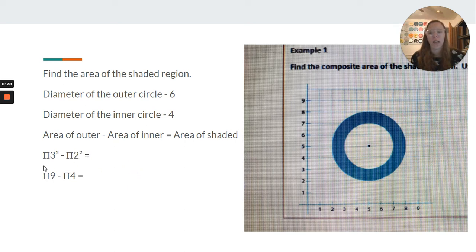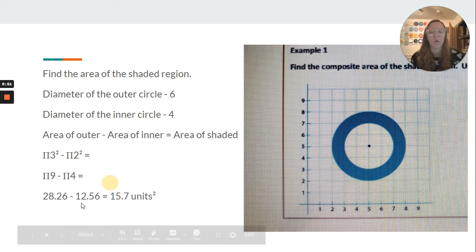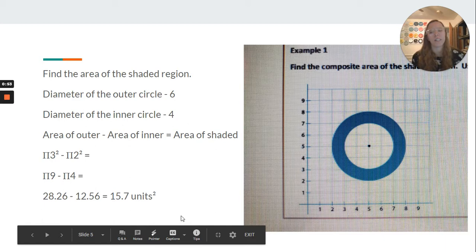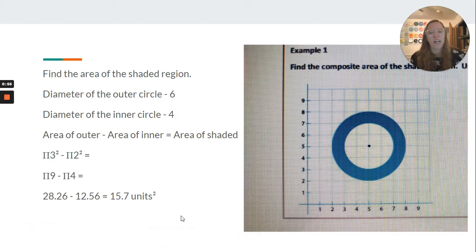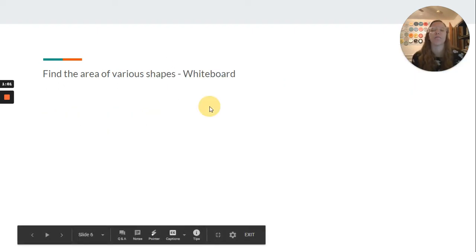So if we take pi times 3, because that's the radius of the outer circle, squared, minus pi times 2 squared, half of the diameter of the inner circle, we simplify that to pi times 9, pi times 4, we get 28.26 minus 12.56 equals 15.7 units squared. So the area of that shaded region is 15.7 units squared.